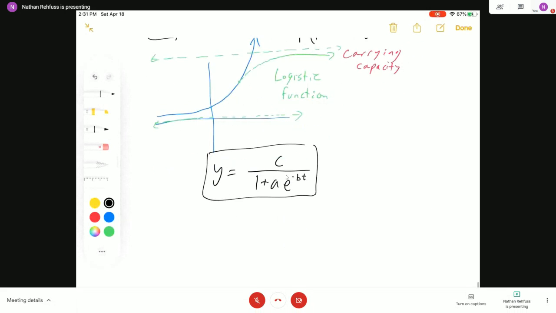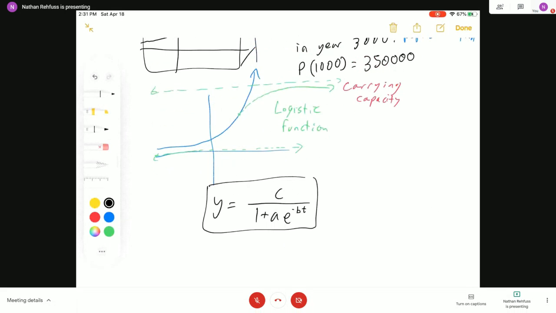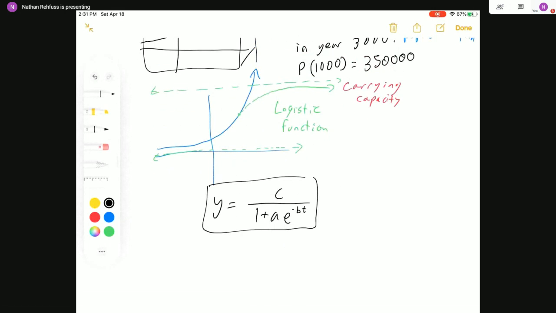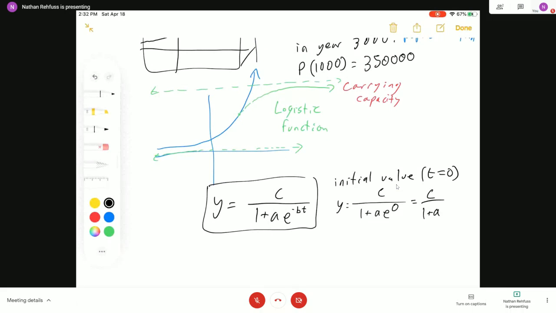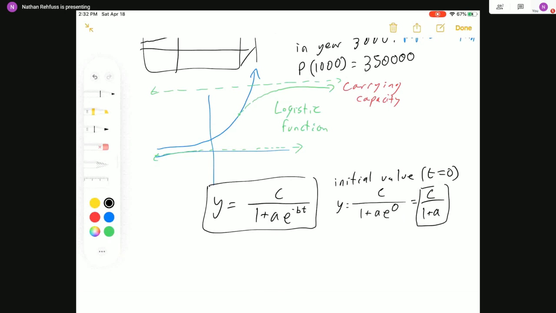Like I said, B is some kind of growth rate. What's the initial value? Let's take a look at the initial value. This is going to be kind of weird. If t is 0, then y is c over 1 plus a e to the negative b times t, so 0, really. Negative b times 0 is 0. Now e to the 0 is 1, so this is c over 1 plus a times 1. So it's just c over 1 plus a. Our initial value is going to be c over 1 plus a.